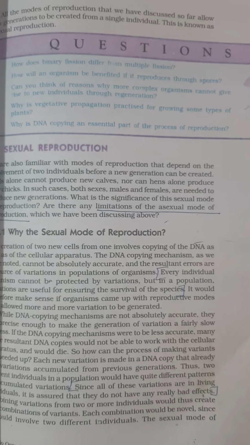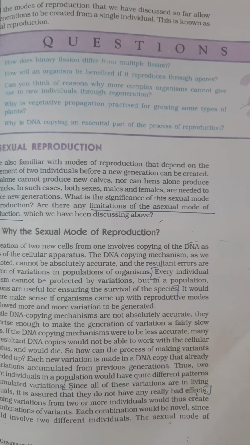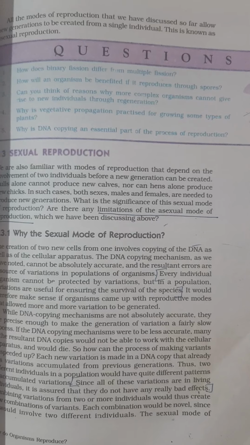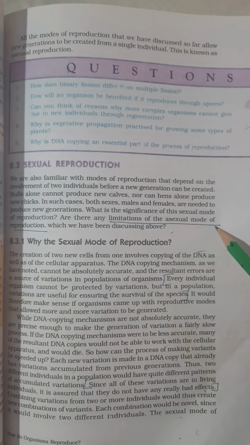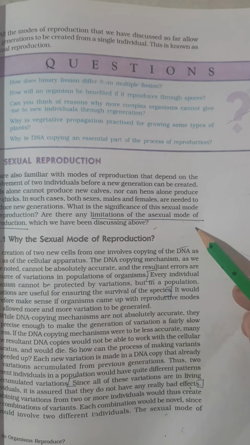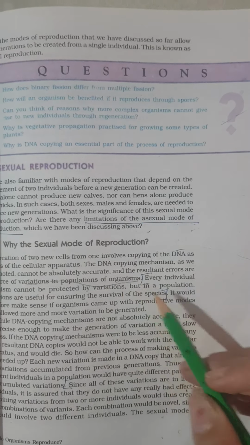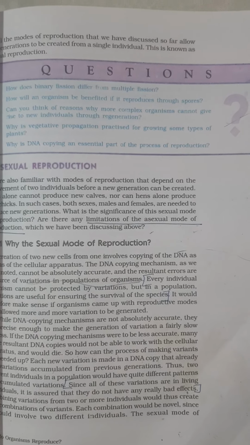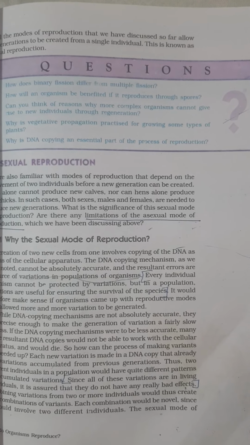Hello students, in this lecture video I'll be discussing sexual reproduction, why it is required and how sexual reproduction takes place in flowering plants. There are certain limitations of the asexual mode of reproduction, and the main limitation is variations in any population. For every organism, whether we talk about survival of the species or of an individual, variations become very important.